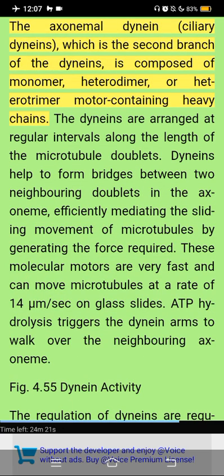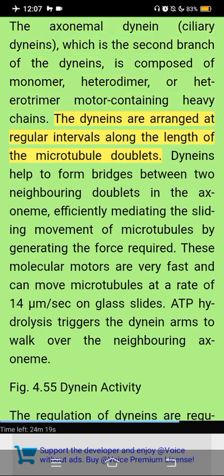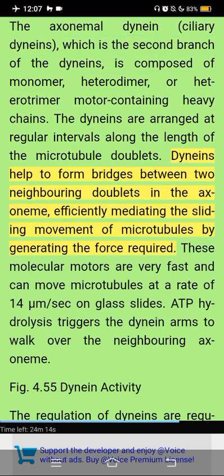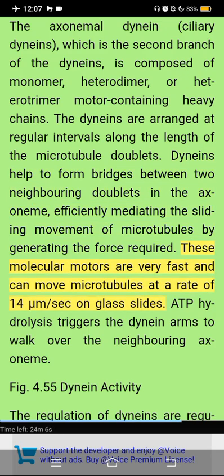Axonemal dyneins. The axonemal dyneins, ciliary dyneins, which is the second branch of the dyneins, is composed of monomer, heterodimer, or heterotrimer motor containing heavy chains. The dyneins are arranged at regular intervals along the length of the microtubule doublets. Dyneins help to form bridges between two neighboring doublets in the axoneme, efficiently mediating the sliding movement of microtubules by generating the force required. These molecular motors are very fast and can move microtubules at a rate of 14 micrometers per second on glass slides. ATP hydrolysis triggers the dynein arms to walk over the neighboring axoneme.